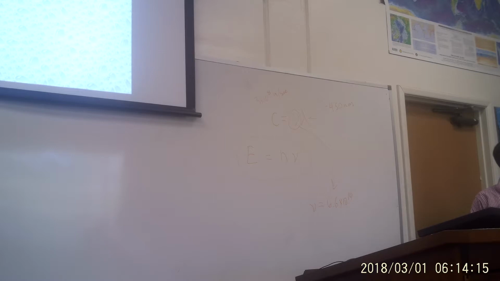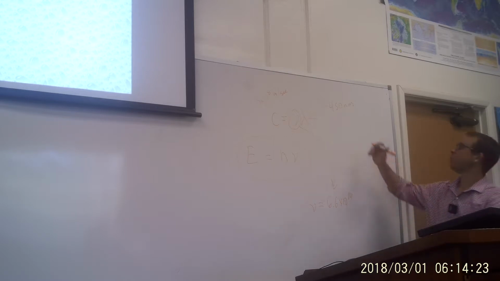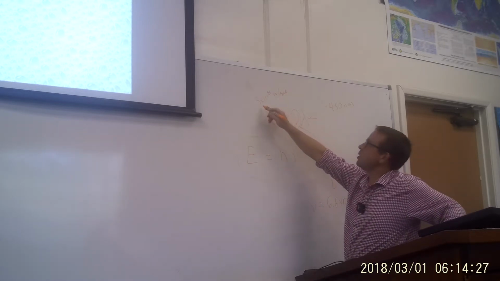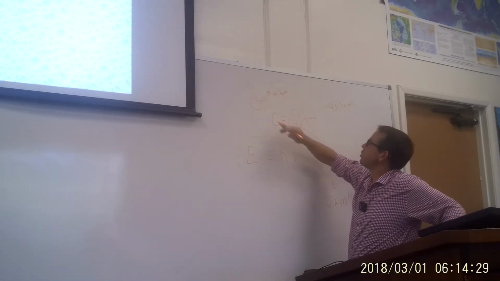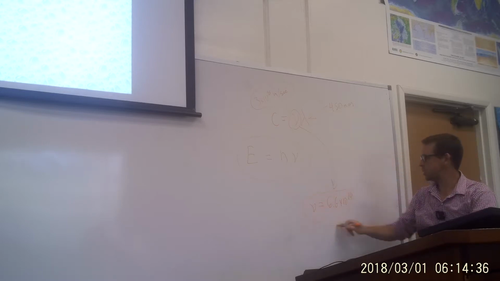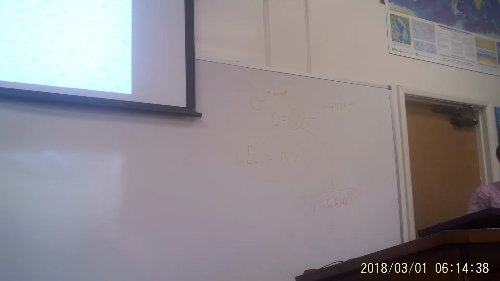The only one who solved it. Did anybody else try to get that for the frequency, or did you just move right ahead? So 450 times 10 to the minus 9th. This is 3 times 10 to the 8th. So 3 times 10 to the 8th divided by 450 times 10 to the minus 9th. That should be 6.6 times 10 to the 14th. Anybody else get that for us?